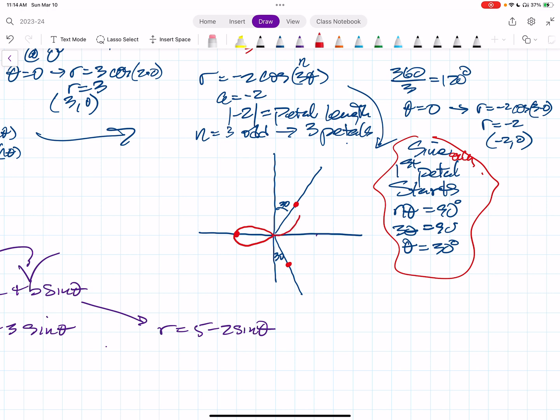So let me draw these here. There we go. Okay, and now they're 120 degrees apart. So this is 120 degrees apart, as well as this. This is 120 degrees apart.